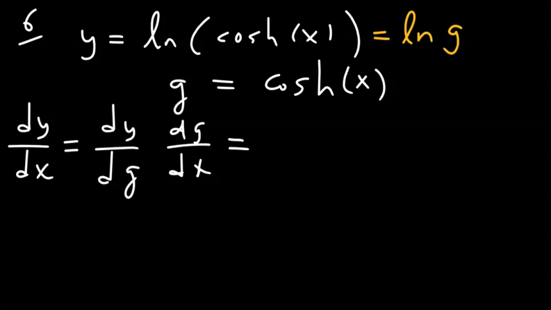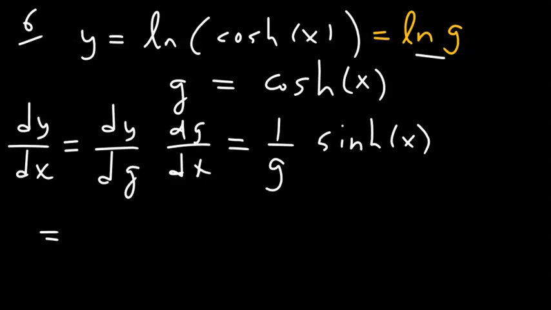Now dy/dg is 1 over g. That's what you get by differentiating natural log of g with respect to g. dg/dx is just hyperbolic sine of x. Substituting the g inside, you get hyperbolic tangent of x, and that's the answer.